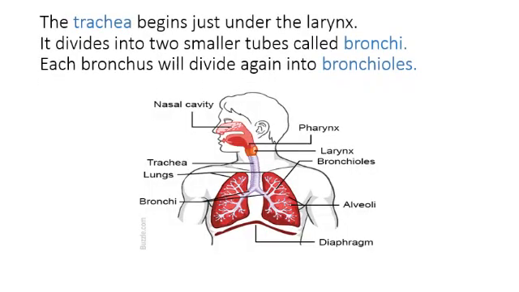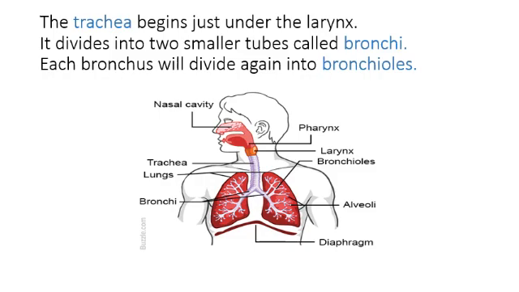The trachea begins just under the larynx. It divides into two smaller tubes called bronchi that enter into the lungs. So in the right lung we have one bronchus and in the left lung we have another bronchus. Notice that bronchus is the singular of bronchi.